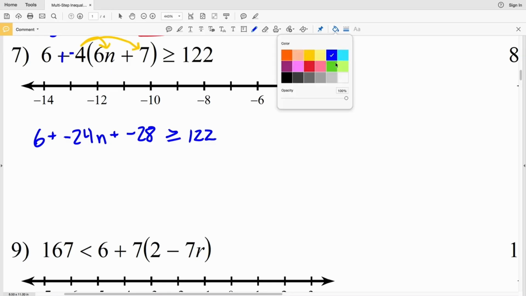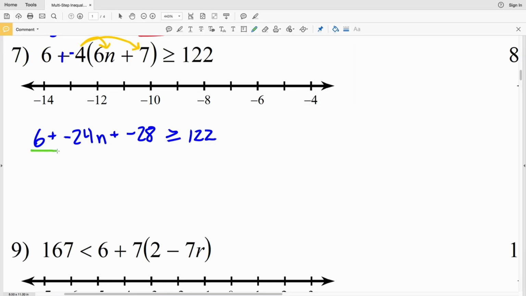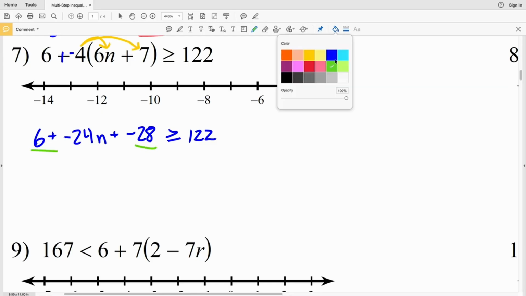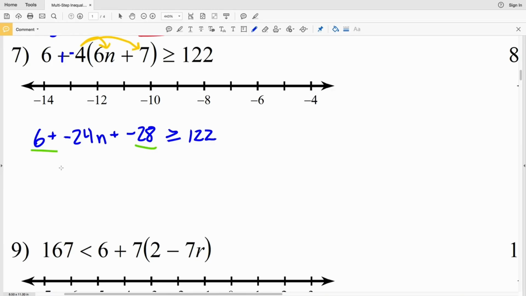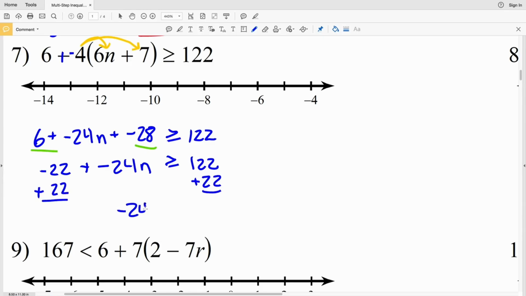Combining like terms on the left-hand side, we have to combine the 6 with the -28. 6 combined with -28 will leave us with a -22. So -22 plus -24n is greater than or equal to 122. We're going to add 22 to both sides to get that -24n is greater than or equal to 144.